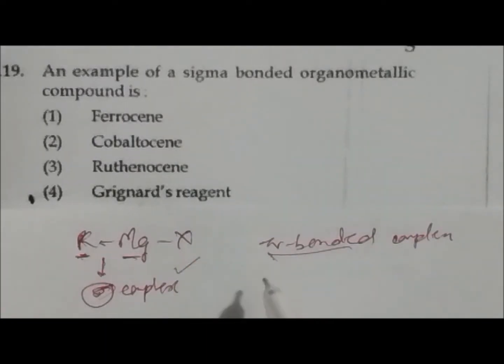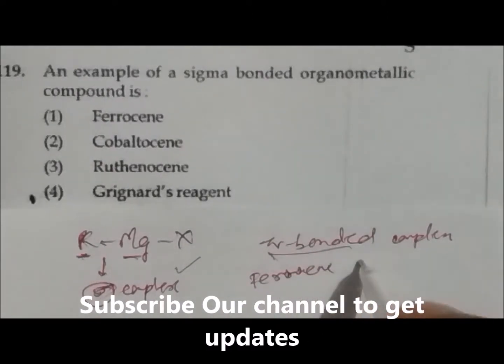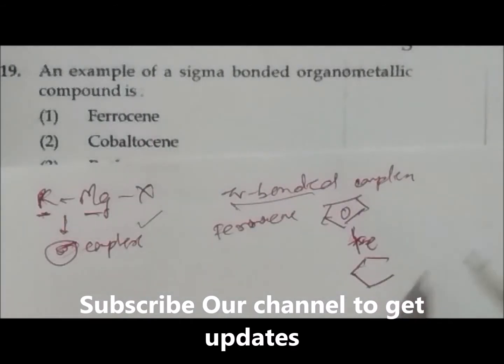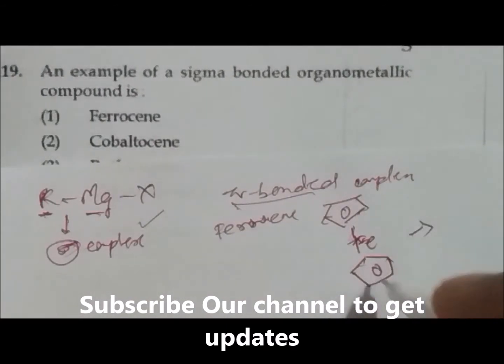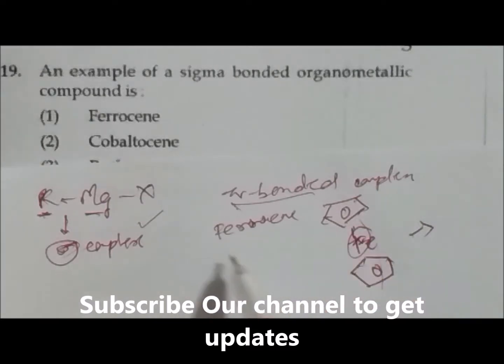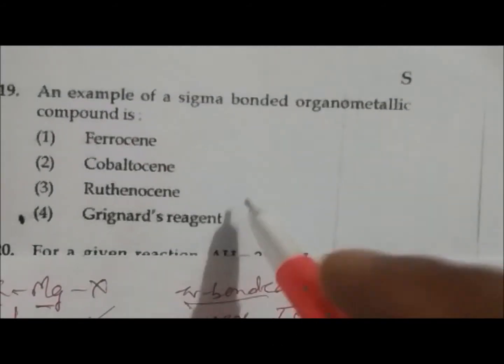You can see in case of ferrocene, cobaltocene, we have structures like this. The structure is the pentagon, with the pi complex here, and this is the iron, and the bond is the pi, and again we have structures like this one. This is sandwiched between these two aromatic rings. This is your ferrocene complex. So our answer in this case will be Grignard reagent.